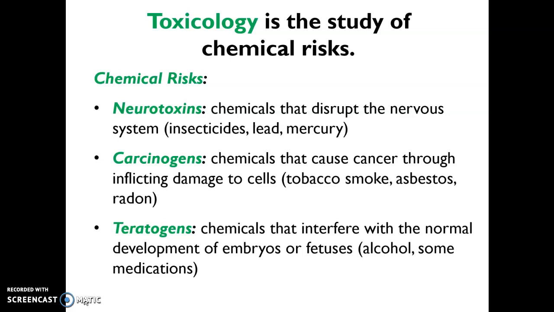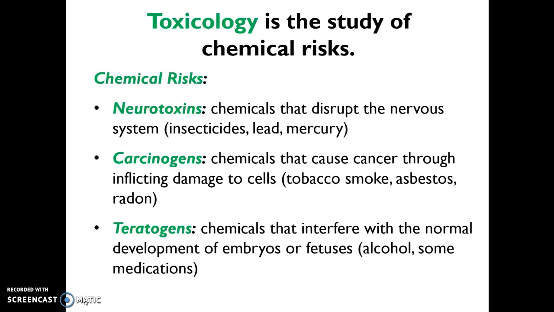So the first category of chemical risk is neurotoxin. You see the beginning of the word is neuro, as in neurology or nervous system or neuron. So neurotoxins are chemicals that disrupt the nervous system. The nervous system consists of the brain, the spinal cord, and any of the peripheral nerves leading all the way out. So common neurotoxins include insecticides such as DDT, and heavy metals such as lead, mercury, cadmium, and all of these others that we've discussed.